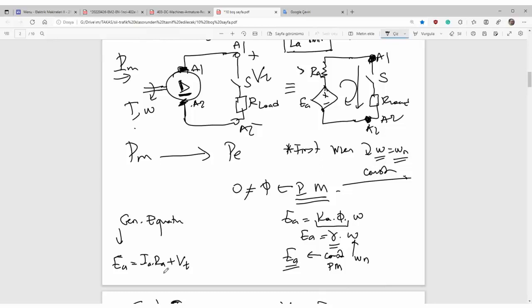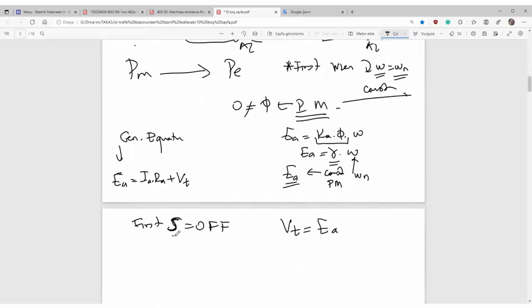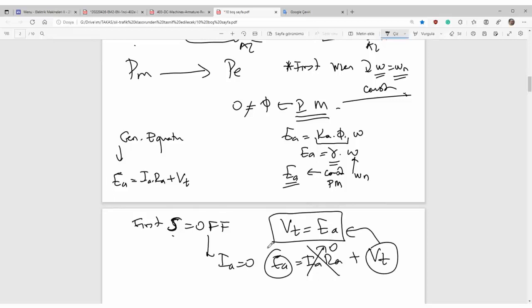Yes, that's it. First S is off, so there is no current in the armature yet. So apply the equation: current times Ra plus Vt. Since current is 0, induced electromotive force will be equal to terminal voltage, the no-load voltage. Okay.